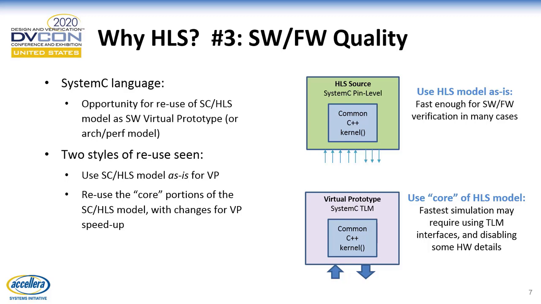I will mention there's kind of two styles of reuse we've seen. On occasion, the HLS source is fast enough as is. This has some pin level details, but just because it runs a lot faster than RTL, it's often fast enough depending on what you need. Now, if you want a true virtual platform where you're trying to boot Windows, you're probably not going to get the speed you need, and that's where we have our second alternative here, which is you have a virtual prototype, have TLM type interface, but you share this common C++ kernel. So more and more we're seeing reuse of the HLS code across other areas.